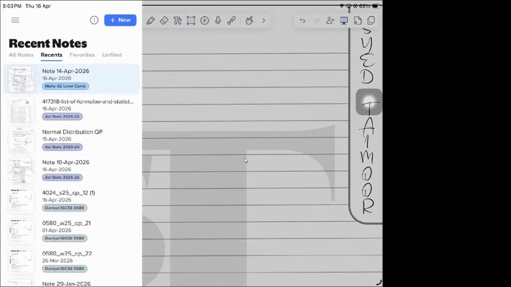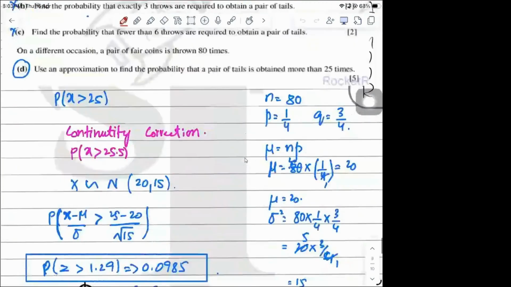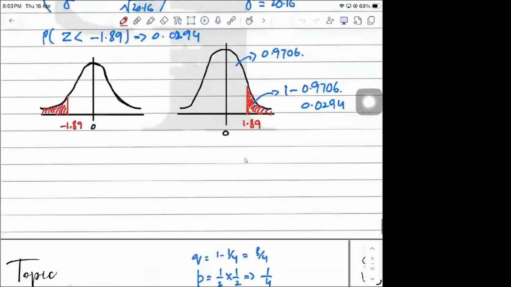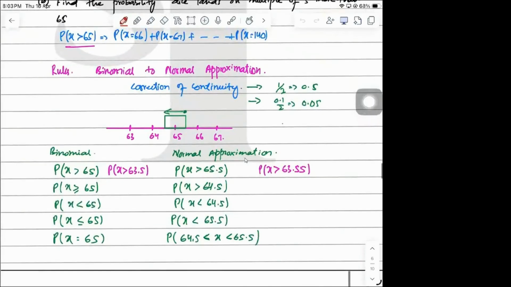I just explained it today in one of my classes. Just a second. Picking up the continuity correction.